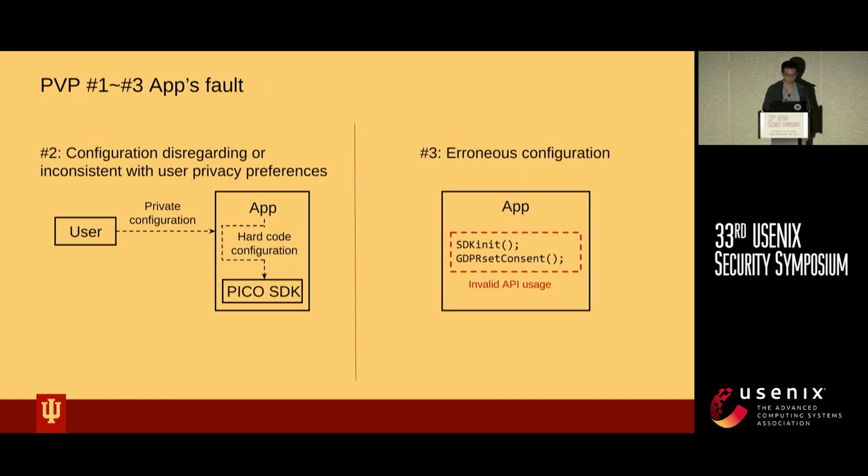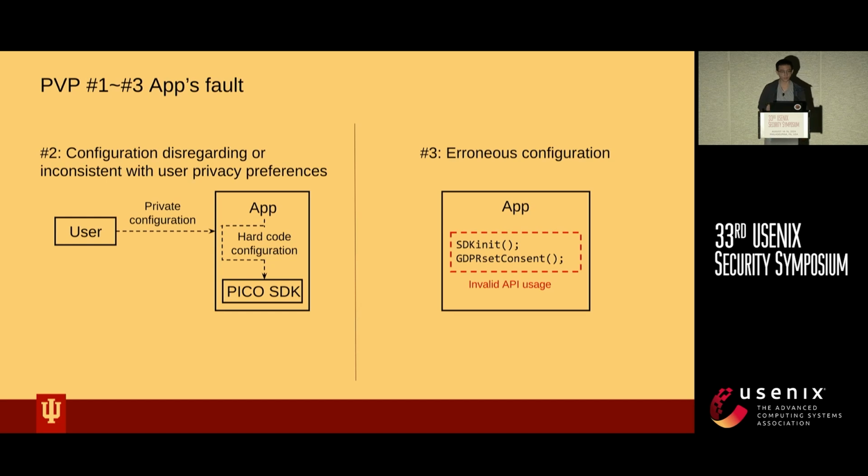As we can see in this slide are the violation patterns from number 1 to number 3. We will ignore some of the easy and intuitive patterns because of the time limitation. On the left-hand side is our second pattern. For this pattern, we are detecting if an app is forwarding a hard-coded configuration to the PICO SDK, regardless of the user's true privacy configuration.